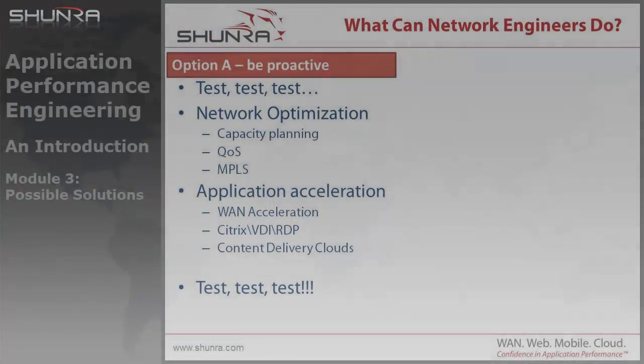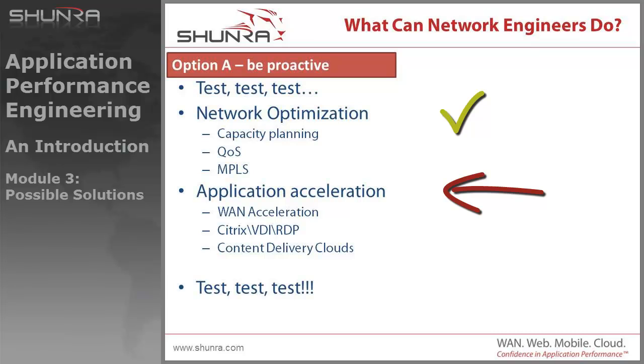Now let's talk about application acceleration. First thing I'd like to do is talk about WAN acceleration. WAN acceleration helps move traffic rapidly from point A to point B in a wide area network. WAN acceleration works on three principles.